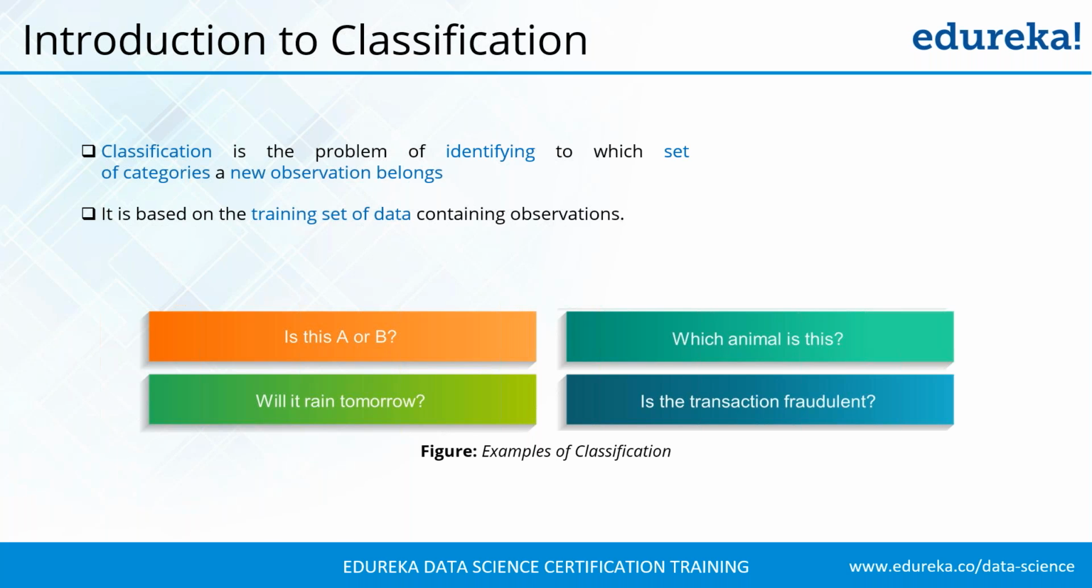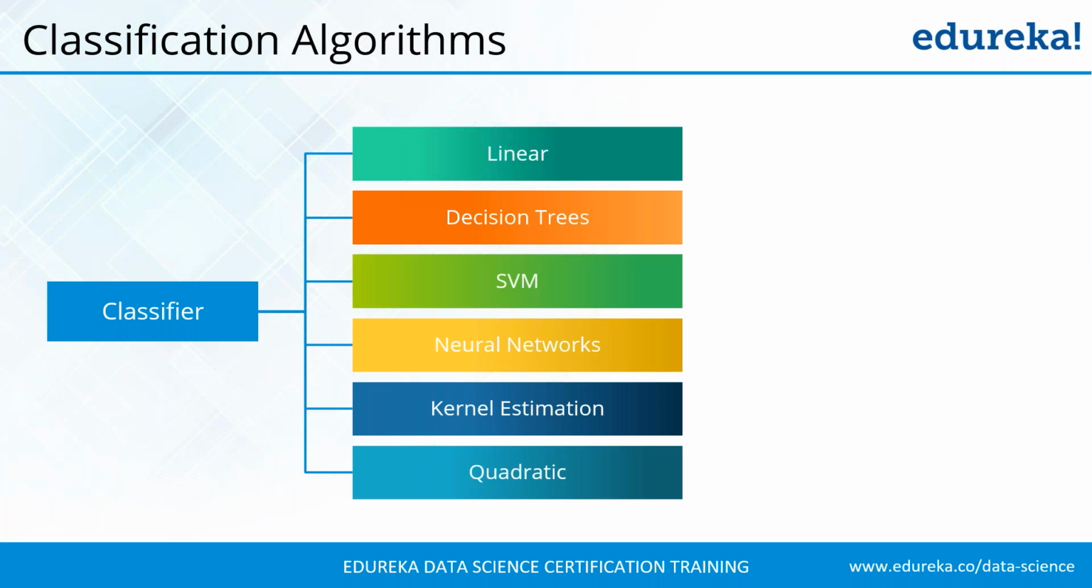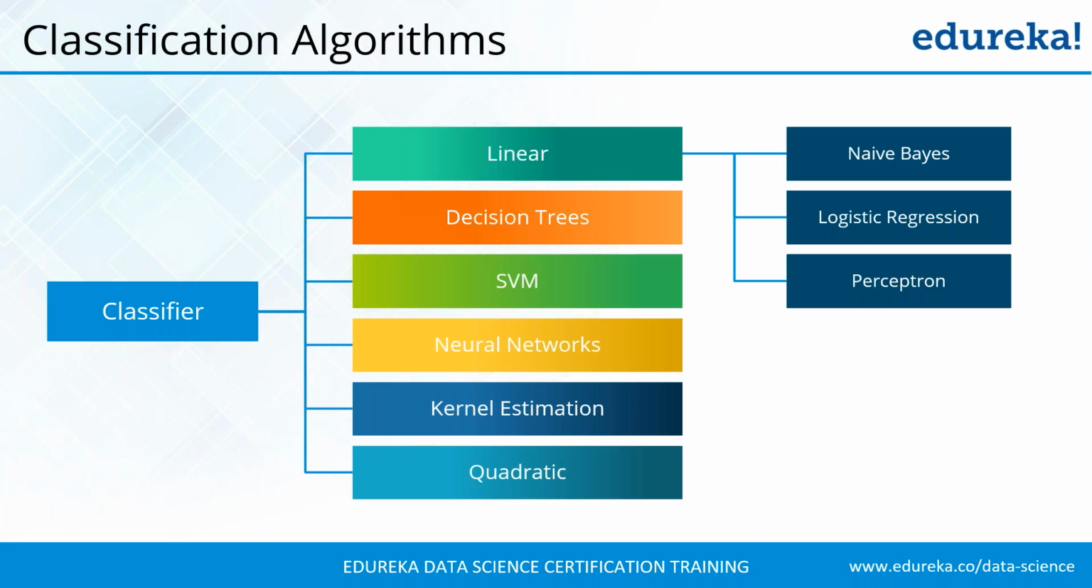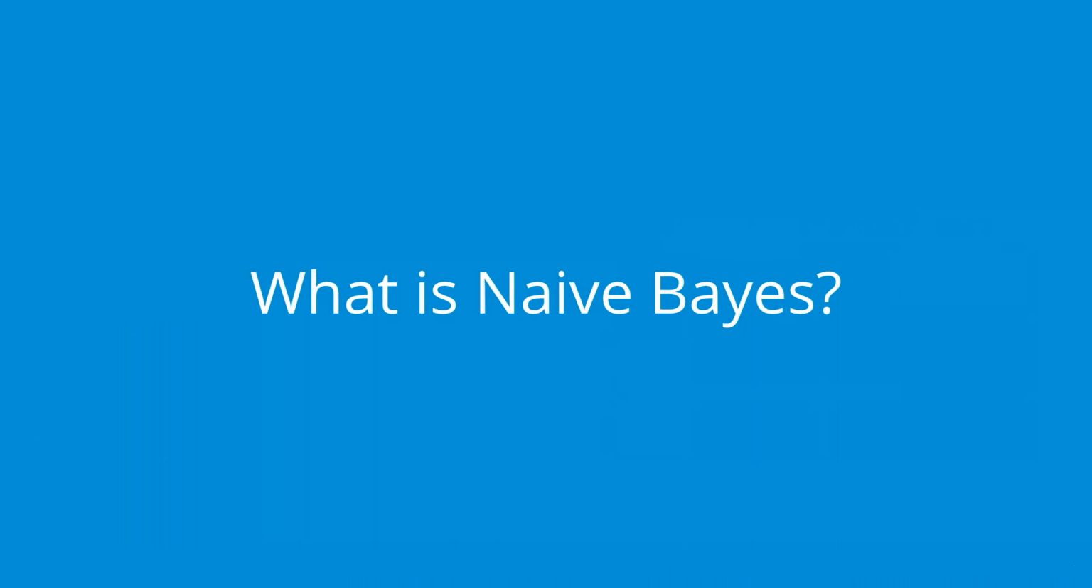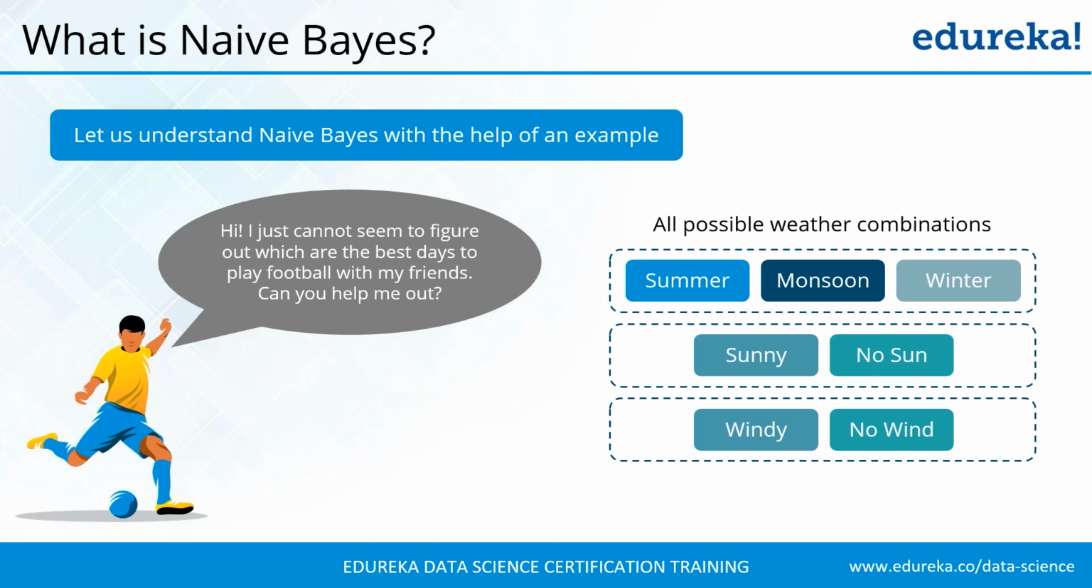So in classification, we are interested in knowing which class or category the data belongs to. Obviously, there is going to be learning involved here from the past data that we have got, right? There are many classification algorithms. The one we are going to focus on today is naive Bayes. All right.